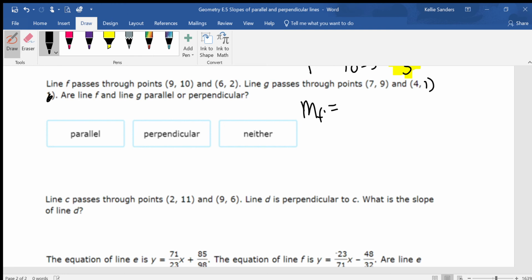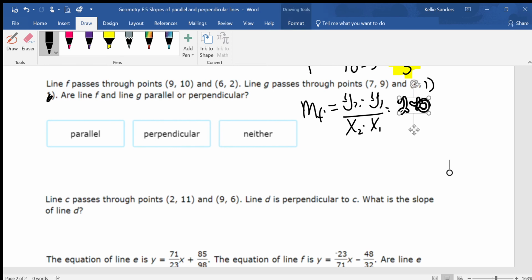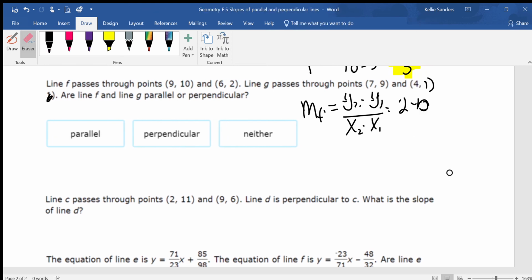The slope of F, so y2 minus y1 over x2 minus x1. So 2 minus 10. Sorry, that is yucky. No, don't do that for me. Don't, no. Come on. Erase. My dog needs to quit snoring. 2 minus 10 over 6 minus 9, negative 8 over negative 3.